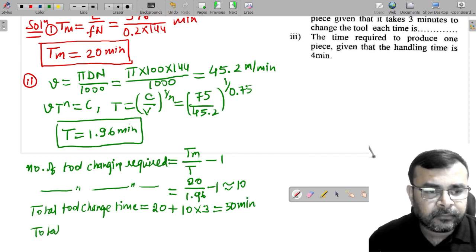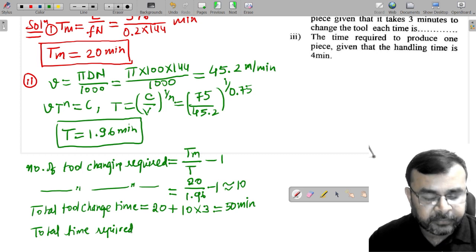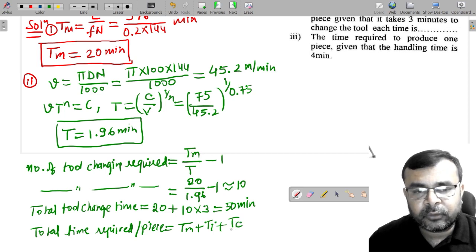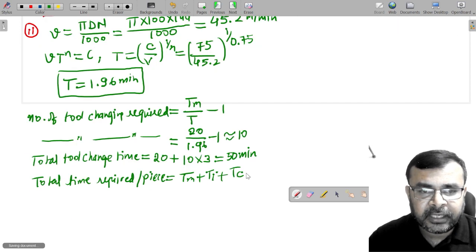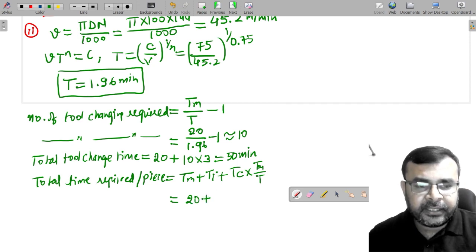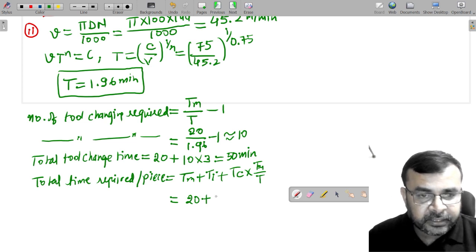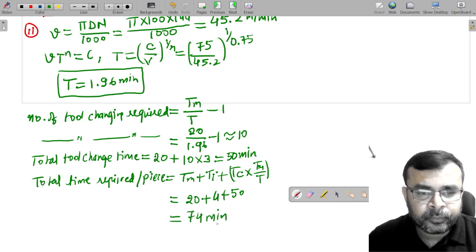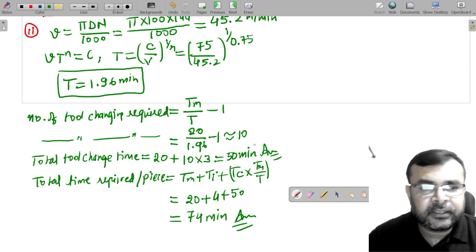And similarly the total time required per piece is called average production time. This is machining time plus idle time plus total tool changing time. It can also be multiplied with Tm by T, and this Tm by T shows the number of tool changes required. So this is 20 minutes. And what about idle time? Idle time is also given here, 4 minutes. And the tool changing time is already calculated, that is 50 minutes. So from this it can be written as 74 minutes. So this is the answer. Is it right?